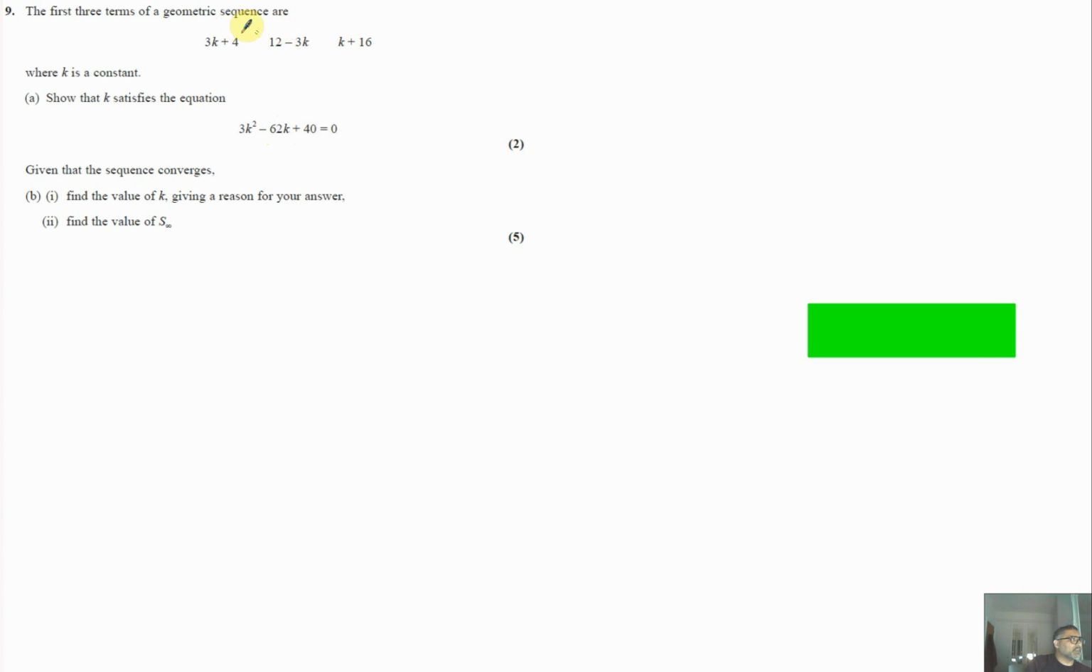Well, what we know is that this divided by that will be the same as K plus 16 divided by 12 minus 3K. So let's write that out first. 12 minus 3K divided by 3K plus 4 has to be the same. Whatever that's been multiplied by to get you there will have to be the same as this value here. So K plus 16 divided by 12 minus 3K, and once you've got that, you can cross multiply to simplify it.